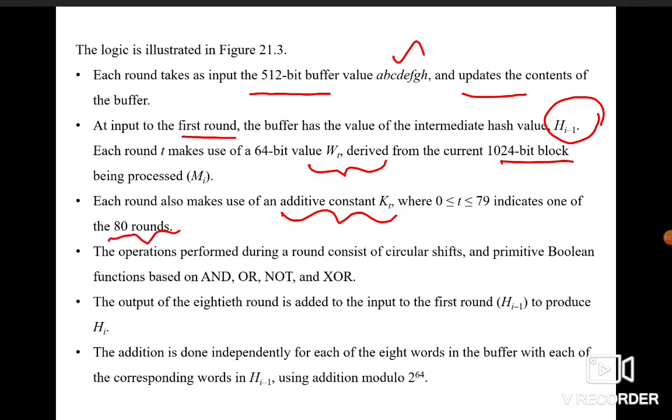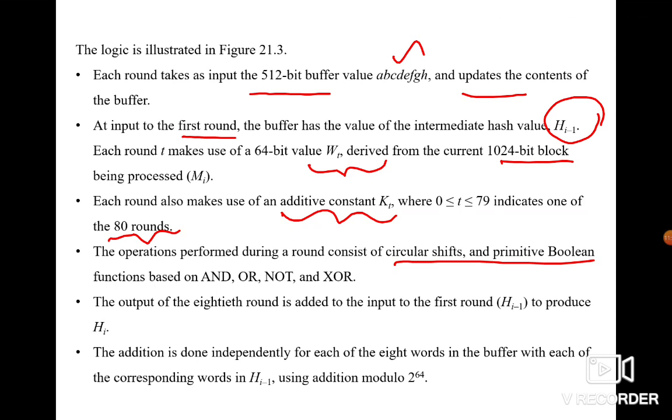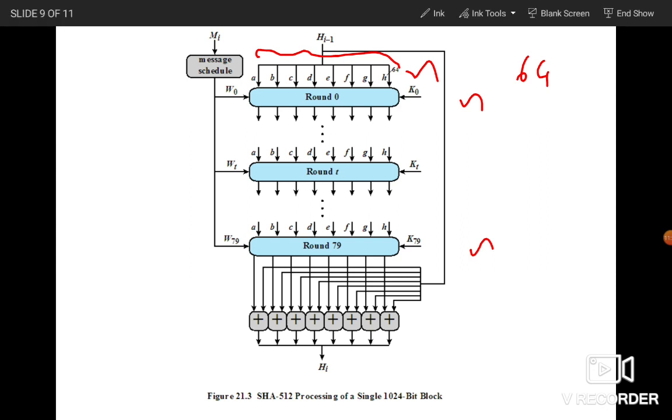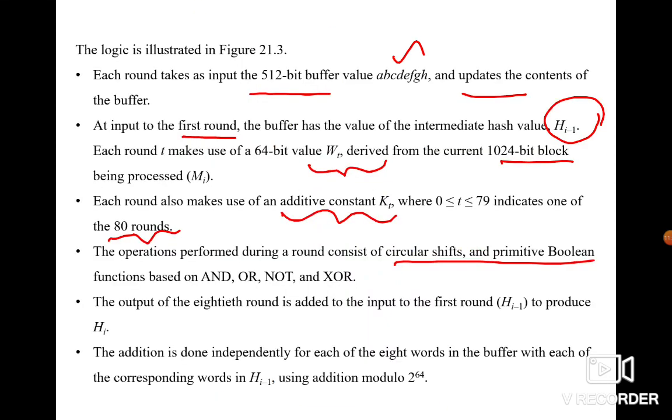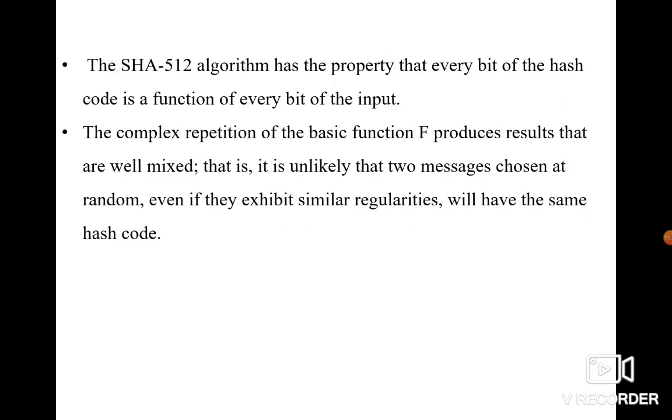The operation performed in each and every round consists of circular shifts and primitive boolean functions, such as AND, NOT or XOR. Like that we are doing 80 rounds. After performing the final round, the output is added to the previous hash value. This is not an ordinary addition, it is modulo addition, modulo 2 power 64. After that we get the final 512 bit hash value.